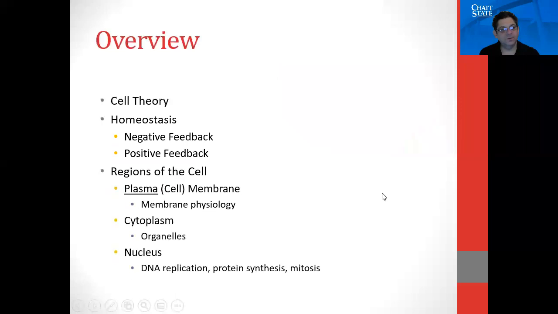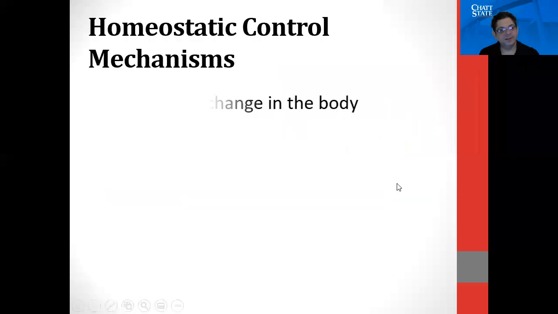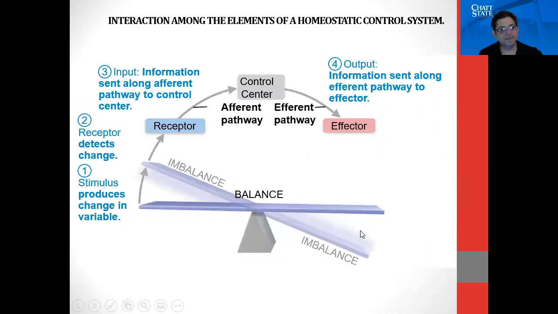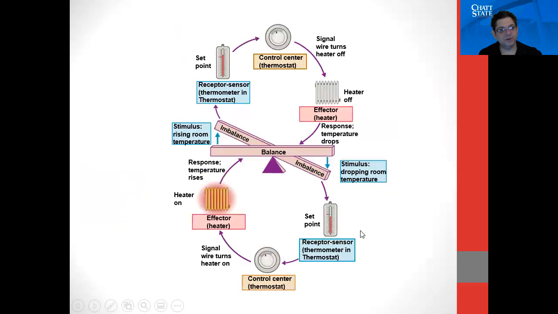Okay, for cells, oh my goodness, so much to say, isn't it? There's a review of our 3 important words for homeostasis: receptor, control center, effector, controlling all those nice feedback loops. And here's just some examples of all that. We don't need to do that again.